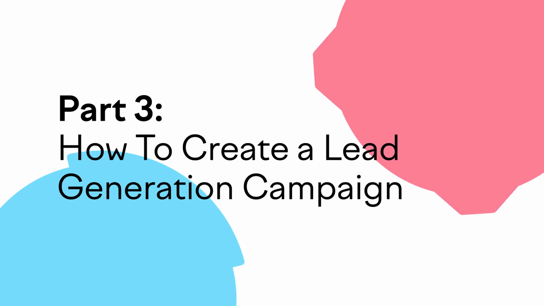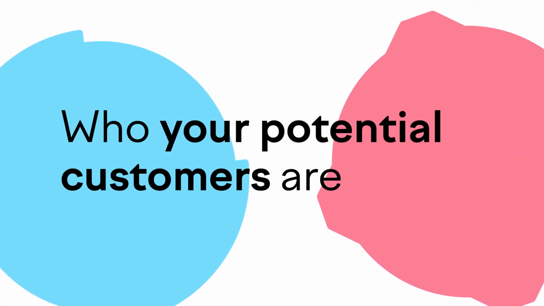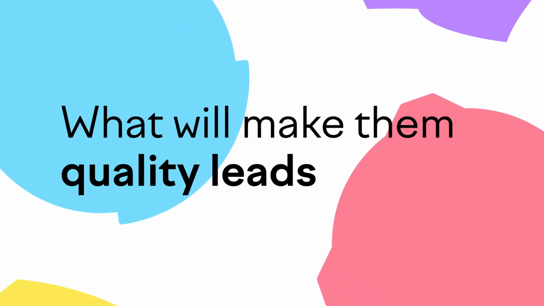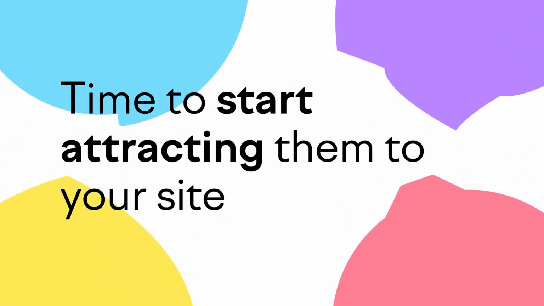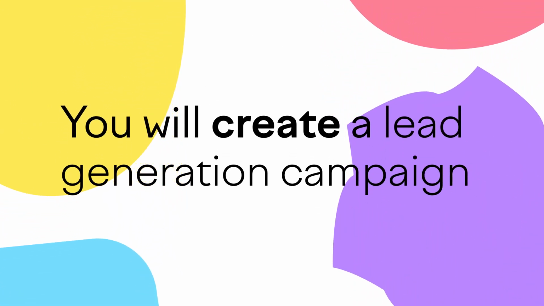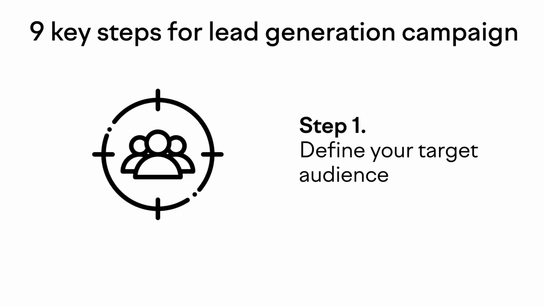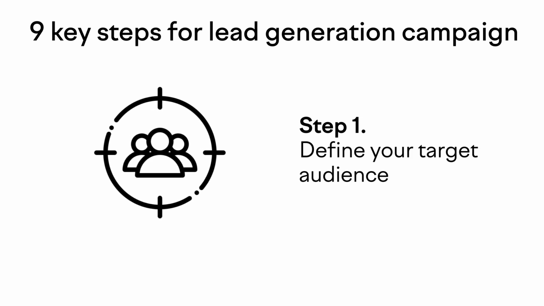How to create a lead generation campaign. Now that you know who your potential customers are and what will make them quality leads, it's time to start attracting them to your site. To achieve this, you'll create a lead generation campaign. Here are 9 key steps you should follow. 1. Define your target audience, which we just covered a few minutes ago during part 2 of this lesson.